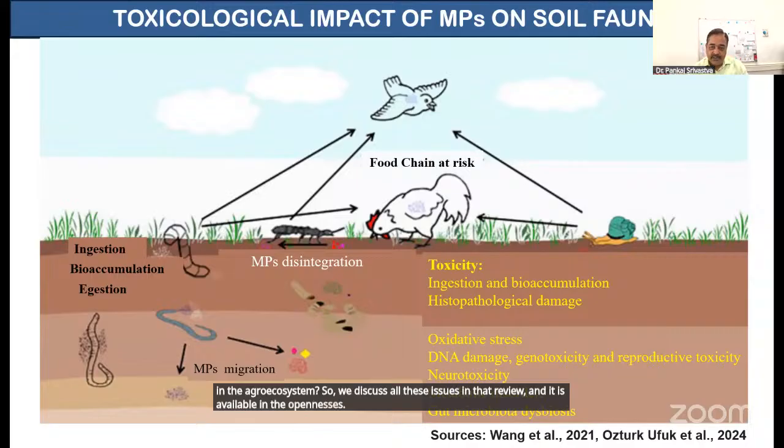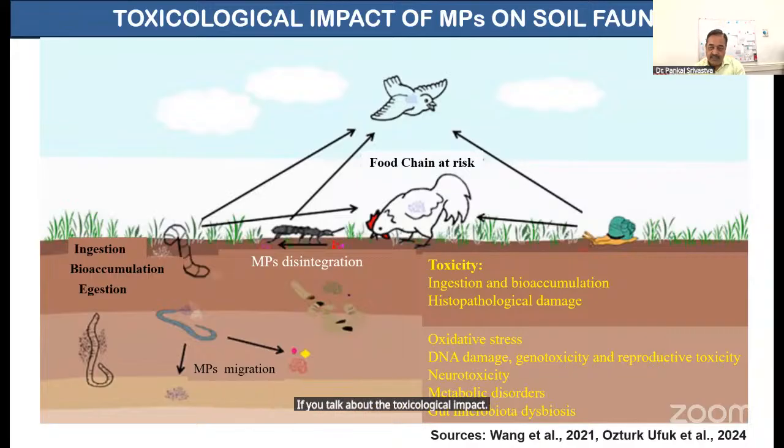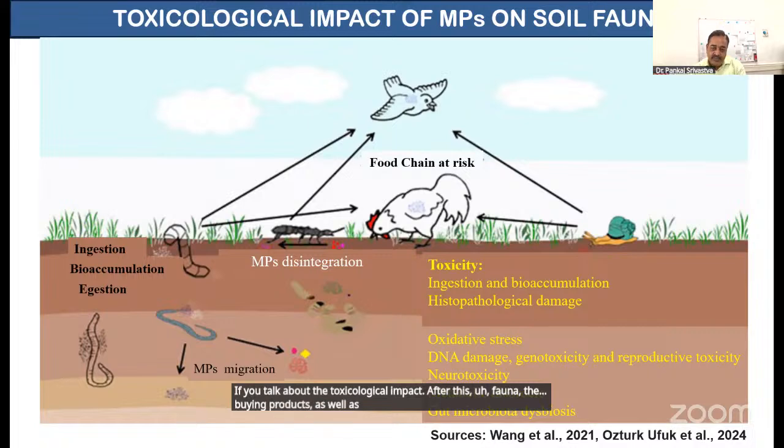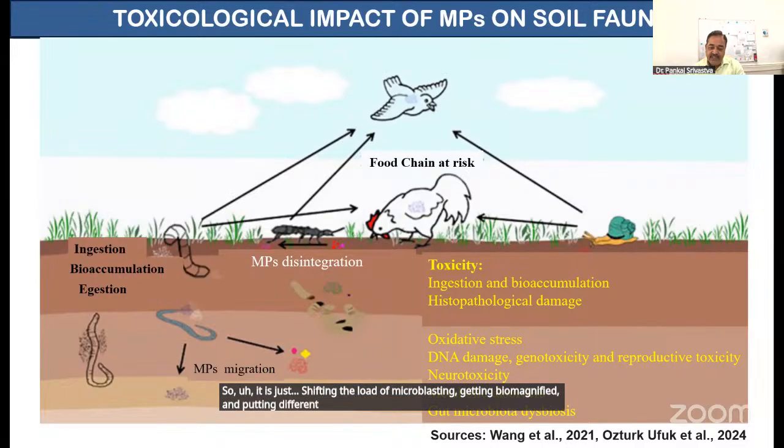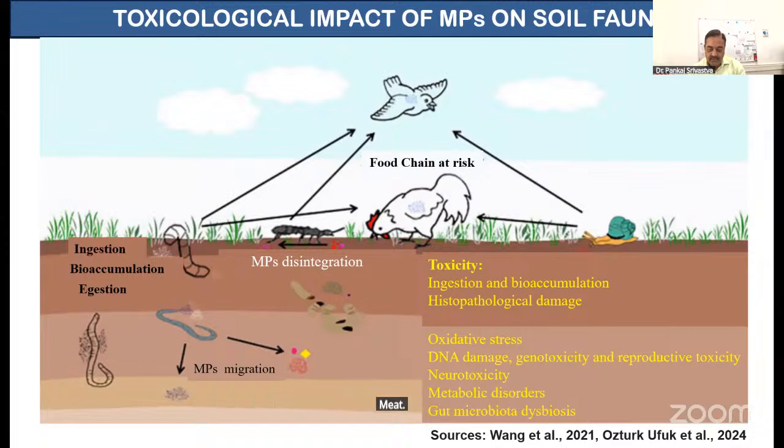If we talk about the toxicological impact on fauna, the bovine products, as well as the earthworm, then the avians, it is just shifting the load of microplastic, getting biomagnified and causing different kinds of oxidative stress, and they are part of bioaccumulation, and it's again the secondary route of exposure. If we consume this contaminated bovine product in the form of contaminated milk, meat, eggs, so it's again an avenue of research for the related scientists.